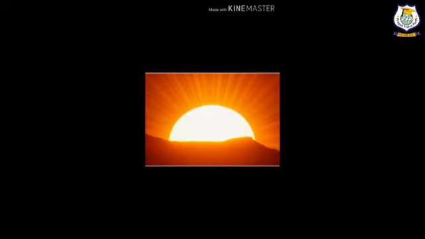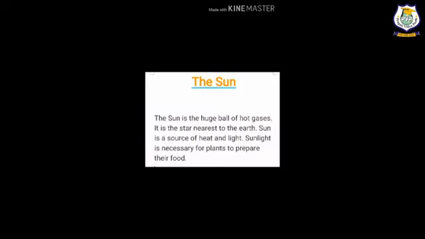Oh, what's this in the picture? Yes, this is the sun. The sun is a huge ball of extremely hot gases. The sun is a star and it is the nearest star to our Earth.